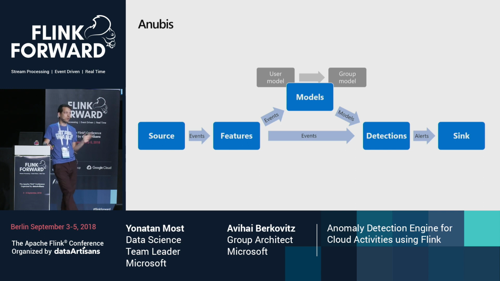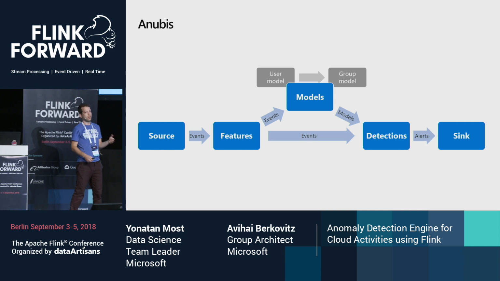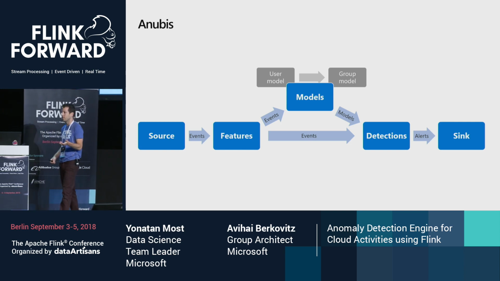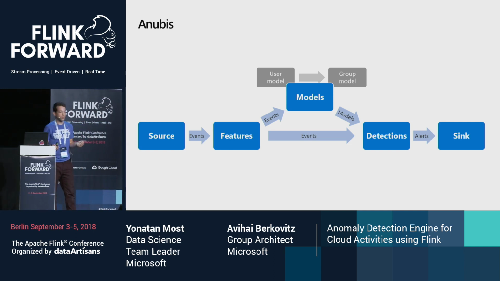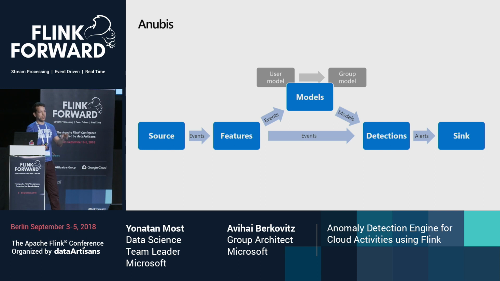Some of the models don't need all the events. For example, one of the models we have learns the typical rate of file download by each user, to later detect if there's an anomalous rate of downloads. So that model in particular only needs the download events. It doesn't need all of the events. So there's another way to ease the load.